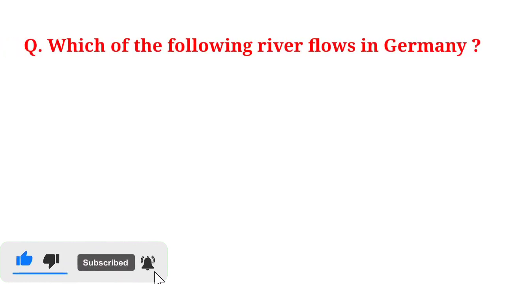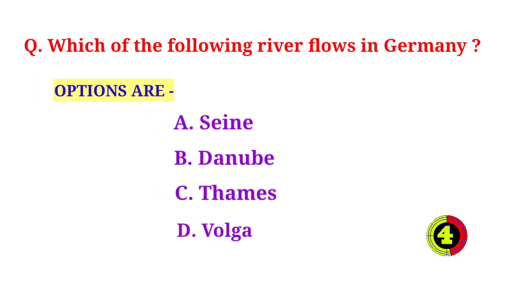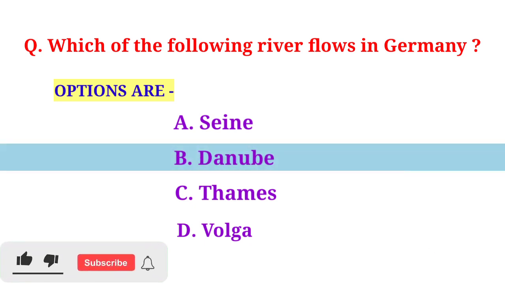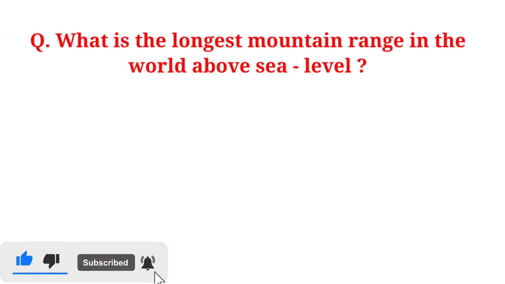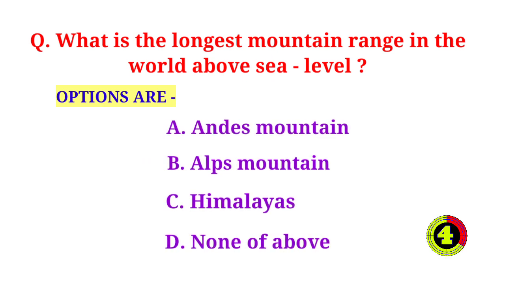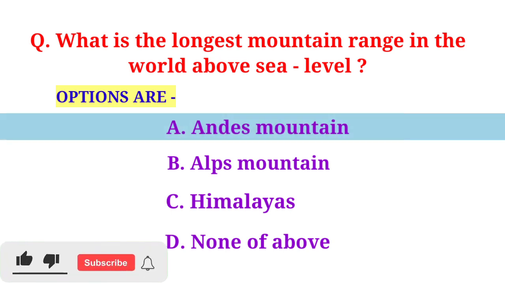Which of the following river flows in Germany? Option B, Danube, is the correct answer. What is the longest mountain range in the world above sea level? Option A, Andes Mountains, is the correct answer.